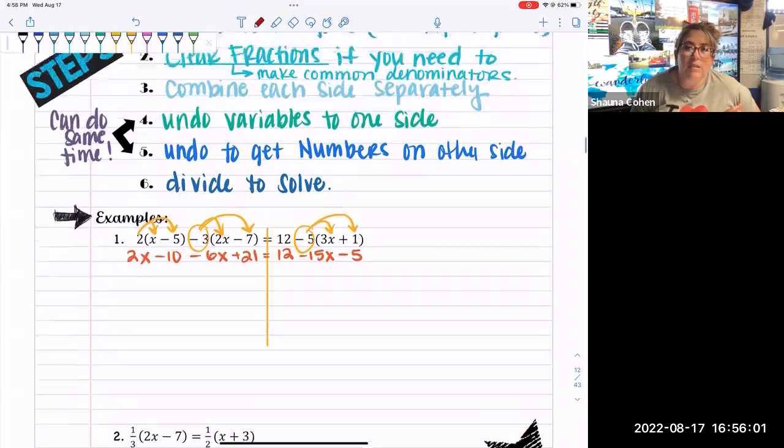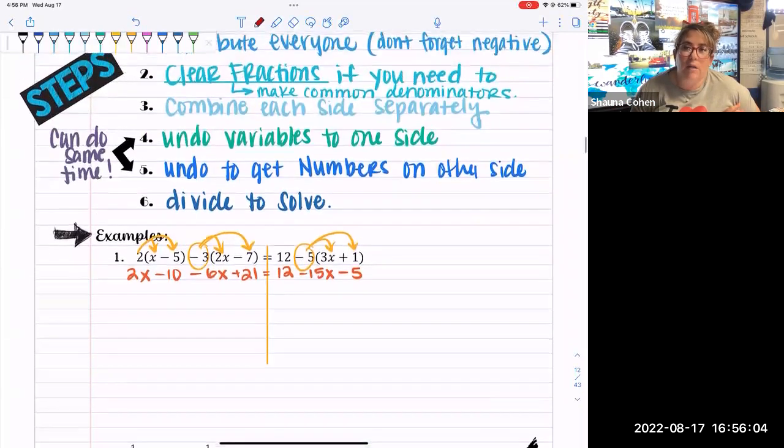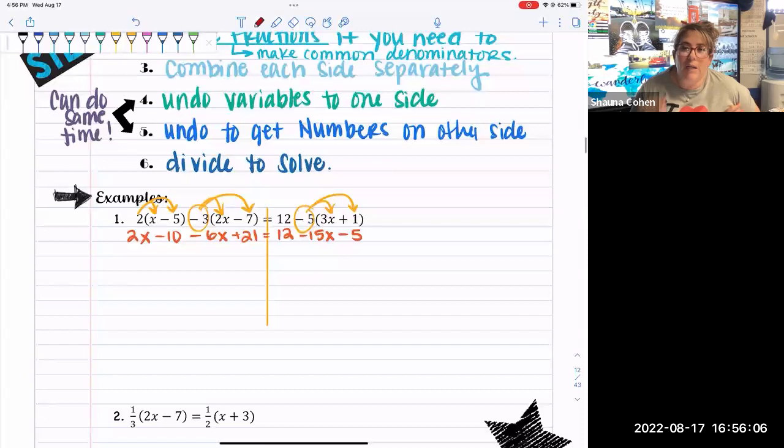Then the next step says to clear any fractions, which we don't have any. Third step, combine each side. The side on the left has a lot going on. We've got 2x and -6x, which makes -4x. Then we got -10 and +21. So their different signs are going to subtract. 21 minus 10 is 11. And the bigger number is 21, so he's positive.